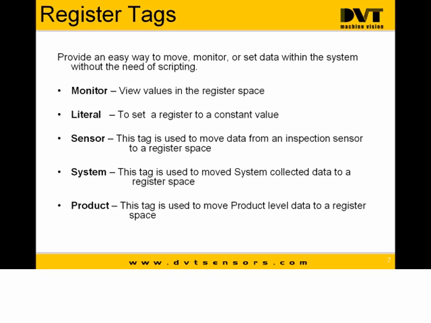With the monitor purpose, you just view the values in the register space. With the literal, you can set a register to a constant value. So if you need to write to register 200 real quick to see if a script is working and getting the data out of register 200 correctly, you can use the literal tag. The sensor tag is used to move data from an inspection sensor to a register space. So it just grabs it for you. You don't need to go into the script to get it and then write it to a register. The system tag, very much like the sensor, just moves the system data to a register space, and then the product tag, same thing, moves the product data to a register space.